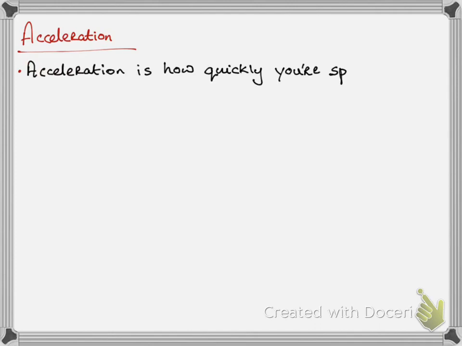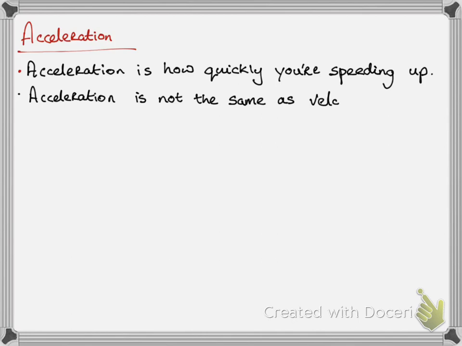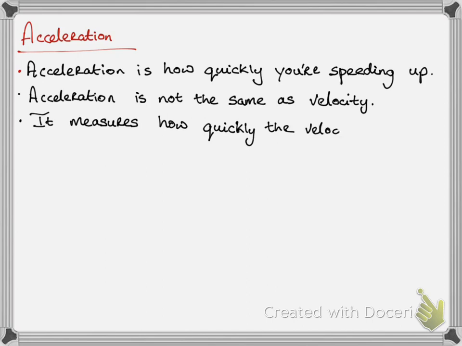Next thing that we're going to look at is acceleration. Acceleration is how quickly you're speeding up. So acceleration is not the same thing as velocity. It measures how quickly the velocity is changing in a period of time, and has a different unit, which is meters per second to the -2.